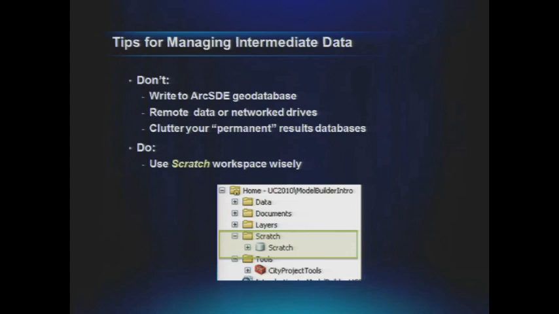Right? Don't clutter your permanent results database. So if you have a permanent database and you're trying to write your results to that, don't clutter it up with all this intermediate stuff. Put that stuff in a scratch database. Right? You have the ability to make these file geodatabases whenever you want, generally. So why not create a scratch geodatabase that you dump all of your intermediate work to, right?